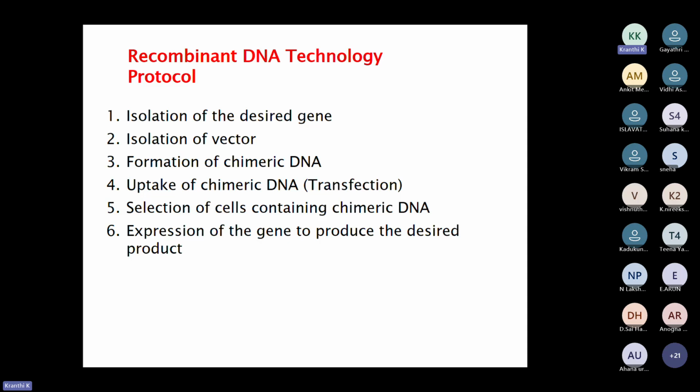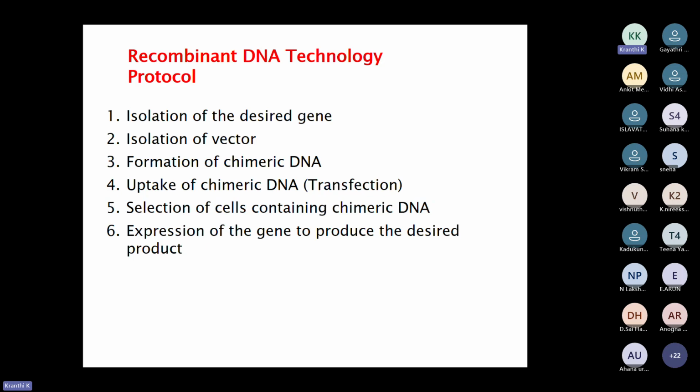Put this chimeric DNA into a cell, maybe a human cell, a yeast cell, or a microbial cell, any cell. Recombinant DNA means the DNA of the desired part as well as the DNA of the vector. Then put it into a cell. So what is that DNA called? Chimeric DNA or recombinant DNA.